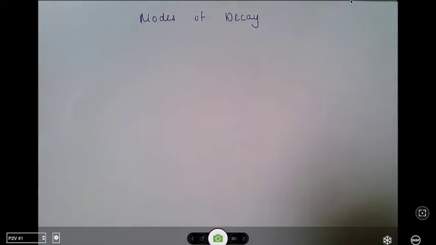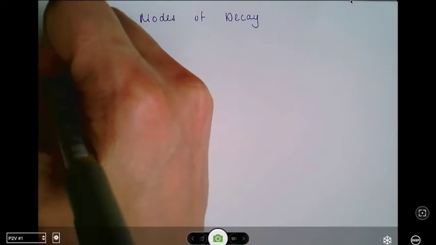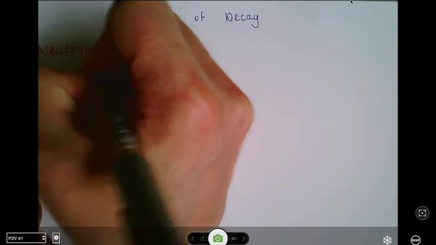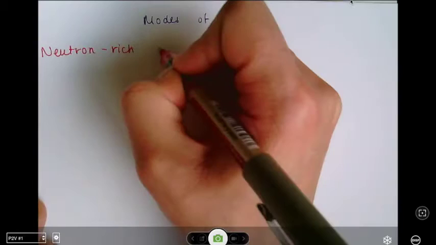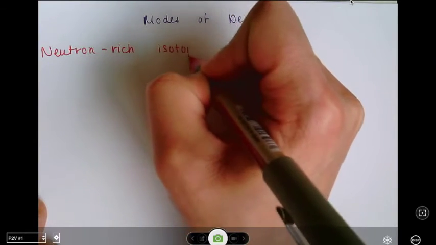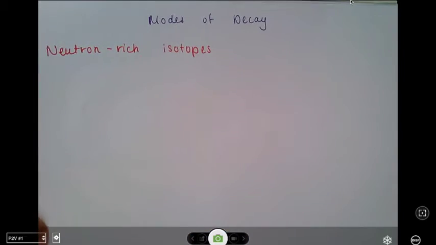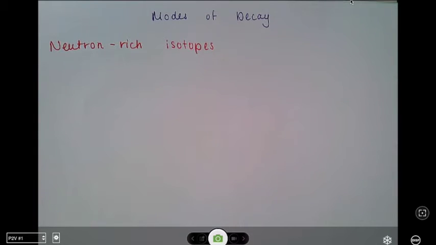Okay, let's have a look at some of the modes of decay. So first of all, we'll start off with neutron-rich isotopes. Sometimes they're referred to as radioisotopes because they're going to emit either particles of radiation or radioactive energy.